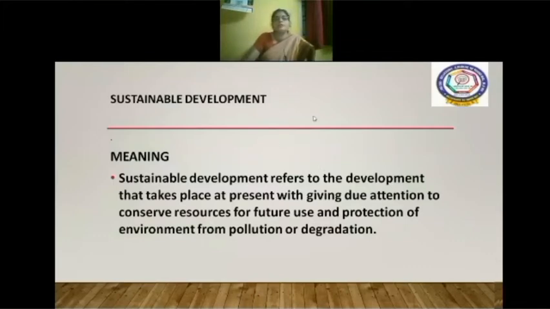Now, what is sustainable development? Sustainable development refers to development that takes place for the long term. It is not only for the present but for the future also. So it gives importance to the conservation of resources for future use and protection of the environment from pollution or degradation. So this is what the meaning of sustainable development is.